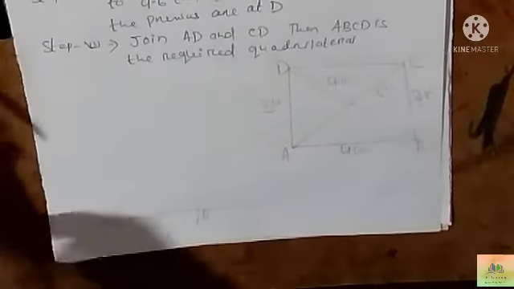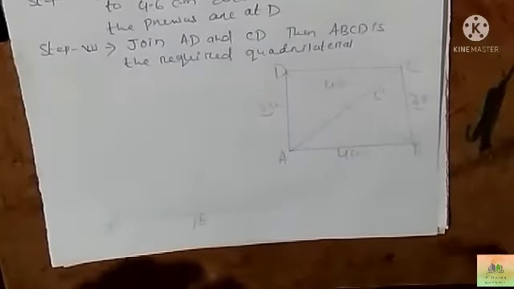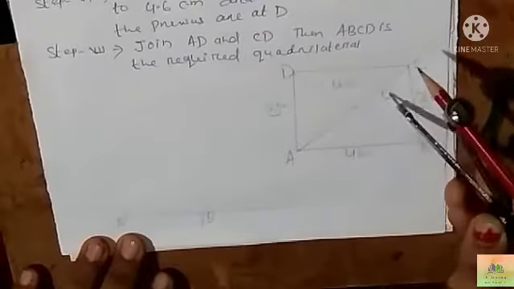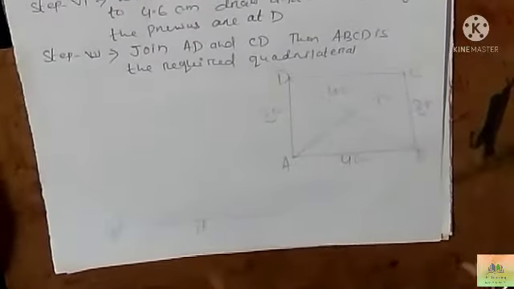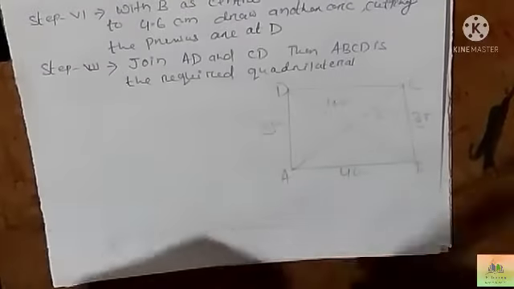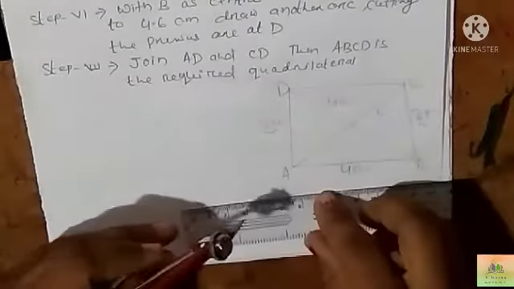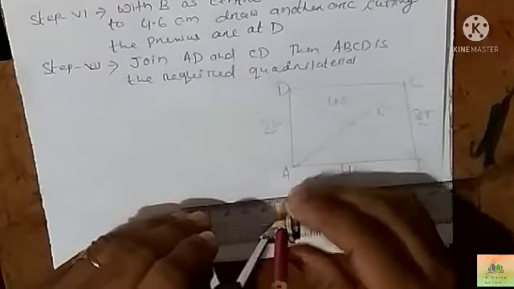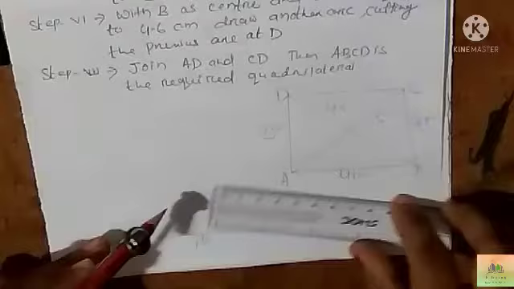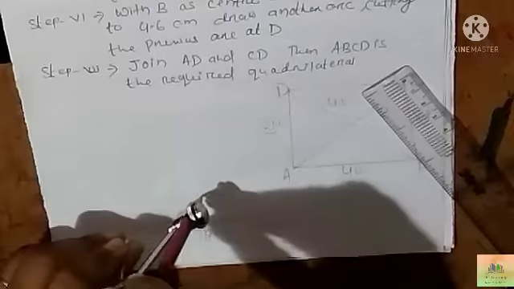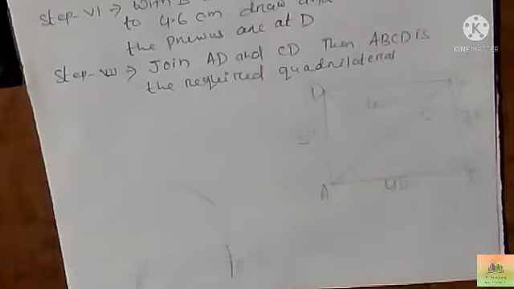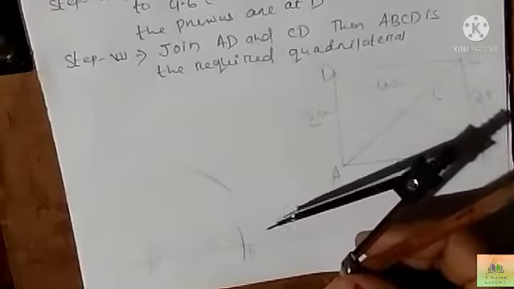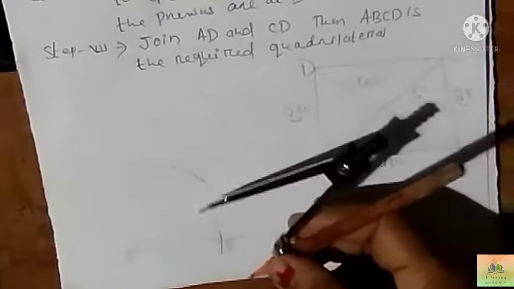Then with A as the center and radius equal to 5 cm. Why? AC is equal to 5 cm, the diagonal. So with A as the center we measure 5 cm and draw the arc. We measure 5 cm. At the center A, we draw the arc.